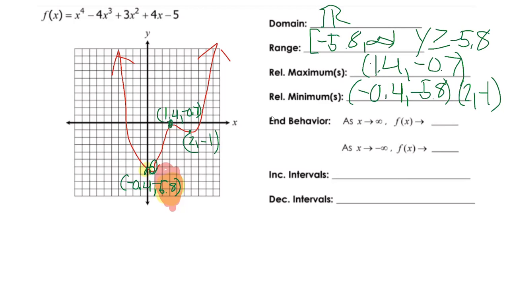Our end behavior, this first one is saying as your graph goes to the right, it's going to go up, or you could put positive infinity. As our graph goes to the left, it also goes up, or it goes to positive infinity.